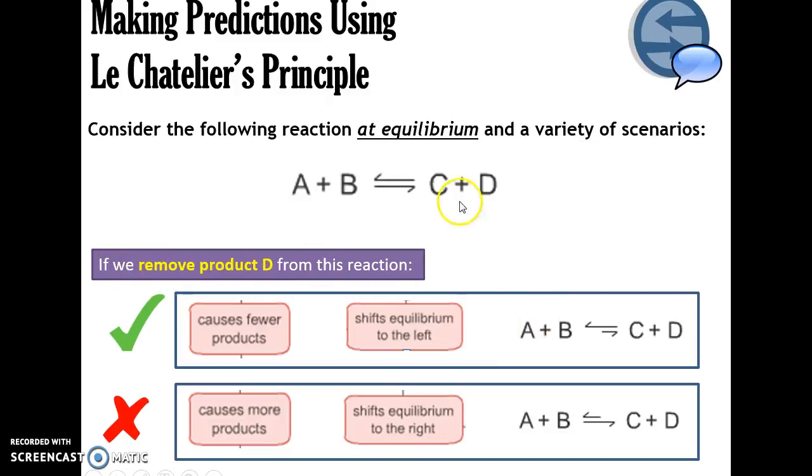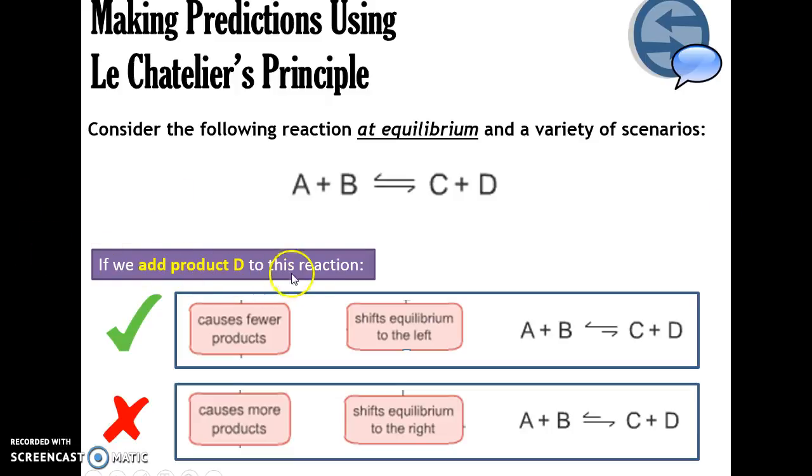Now what will happen if we remove product D? If we remove some of product D from this reaction, we're going to end up with too many reactants, and that's going to cause more products to form. That'll shift our equilibrium to the right.